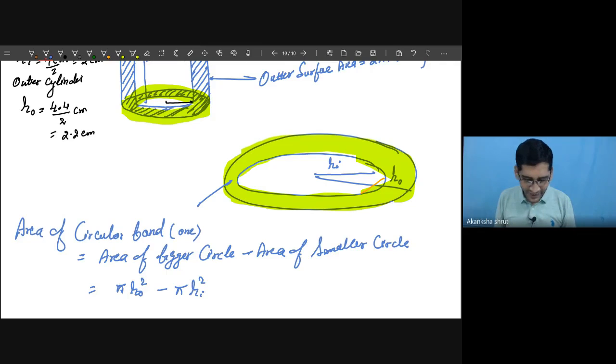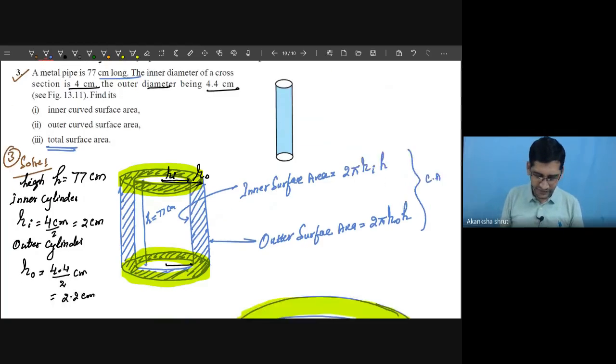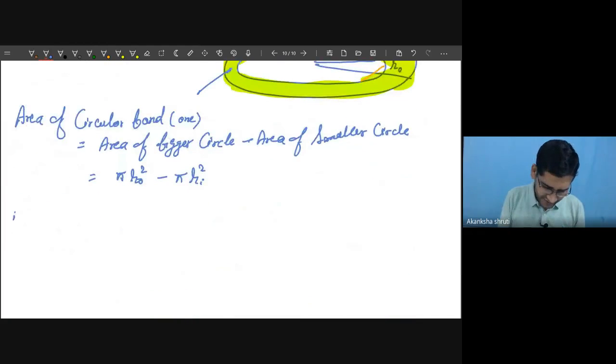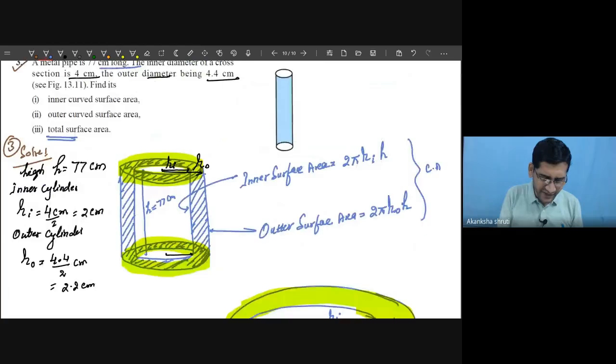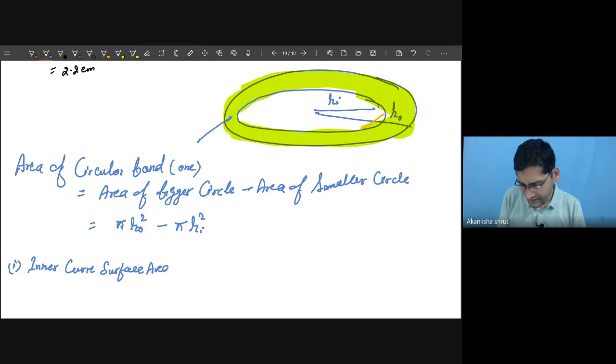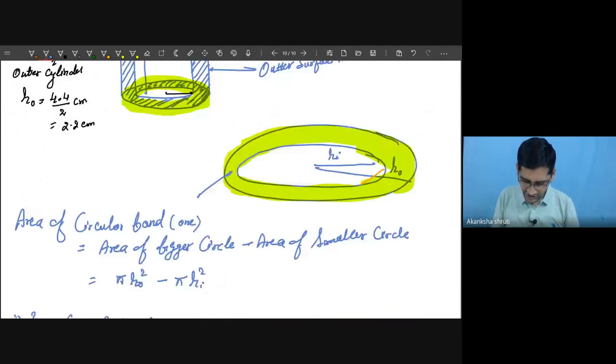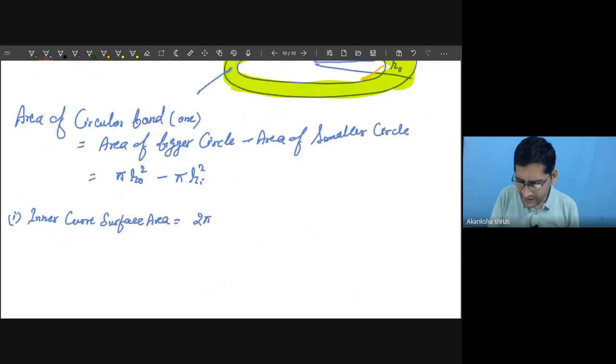So this way I have explained what the different types of area are and what we need to do. Now let us come back to the question and find it quickly. The very first one is our inner curved surface area, so write it. Inner curved surface area. This is obtained by 2 pi r i h.